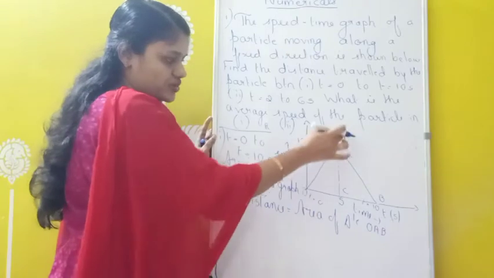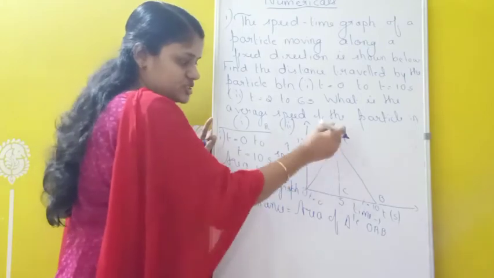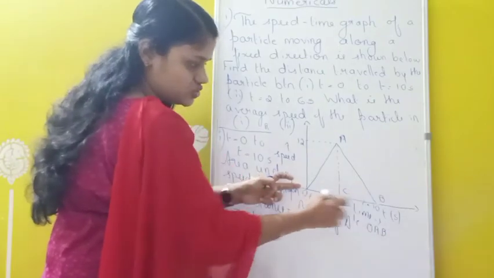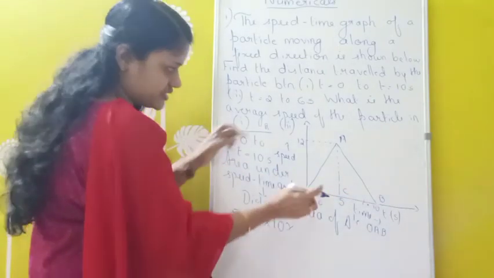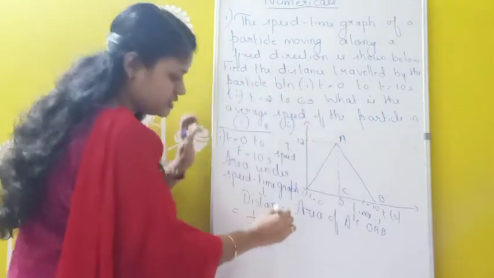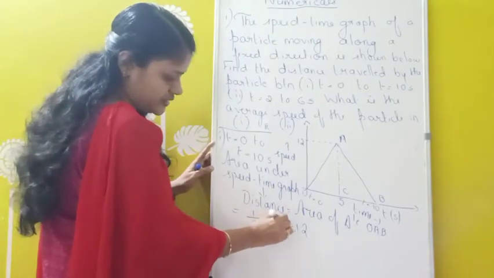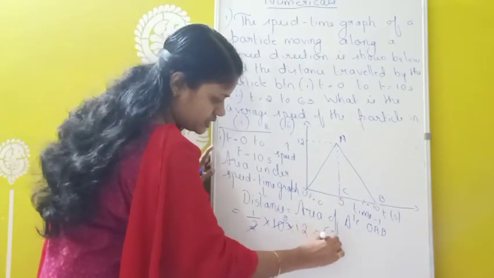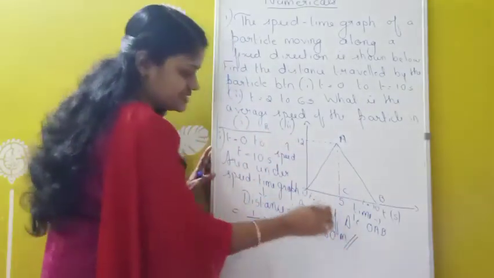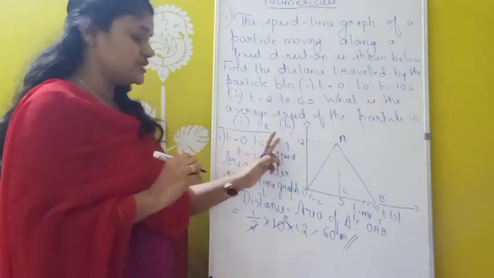So here the triangle is OAB, and the area is half into base into height. The base is 0 to 10, so 10, and the height is given as 12. So half into 10 into 12. We can cancel 2 and 10, so 5 into 12 is 60. The unit is meter, so 60 meter is the distance travelled by this particle in the time interval t equals 0 to t equals 10 seconds.